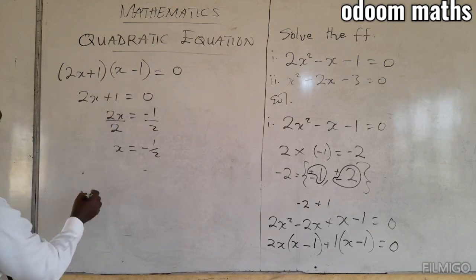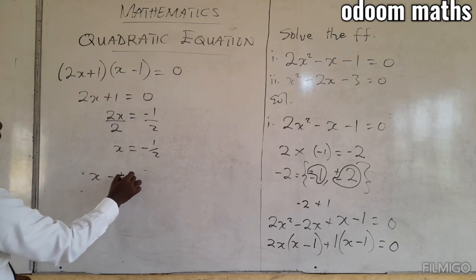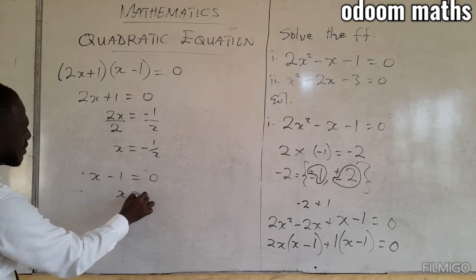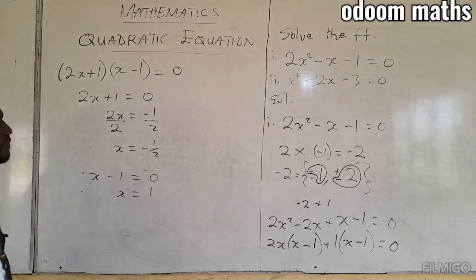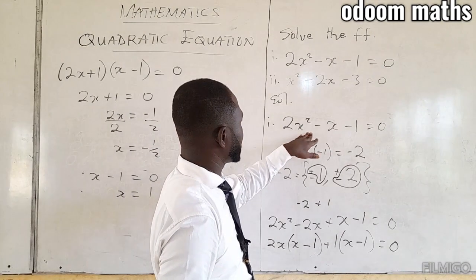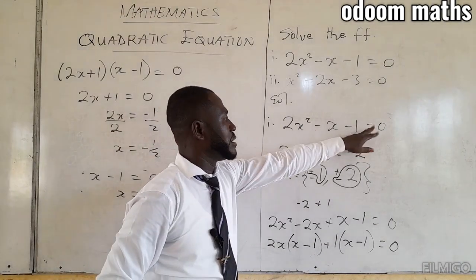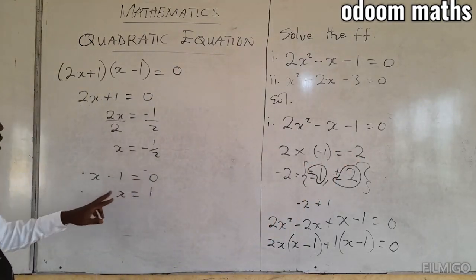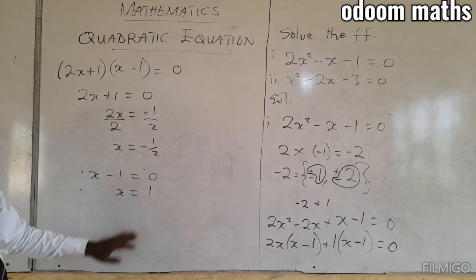Then we take this also. So x minus 1 equals 0. And with this, x becomes 1. So therefore, solving this question, 2x squared minus x minus 1 equals 0, we had x to be negative 1 over 2 and then positive 1.